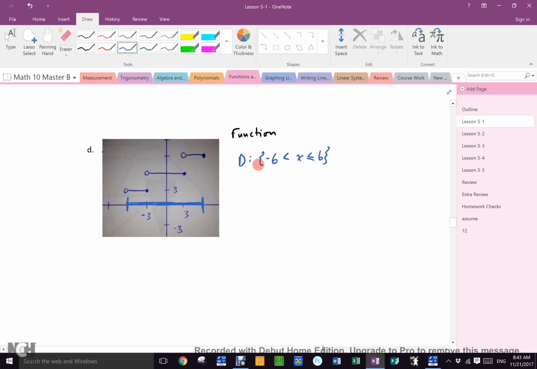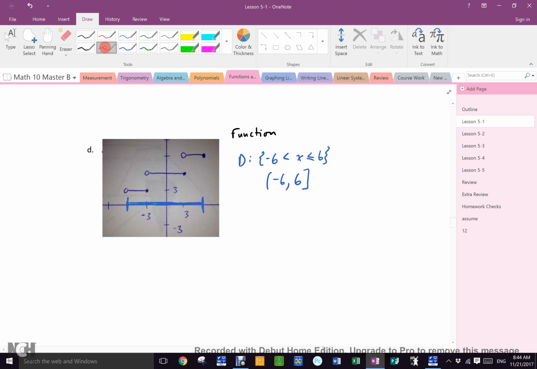6. How do I write that in interval notation? Curved bracket, -6, 6, and square bracket. Is everybody cool?